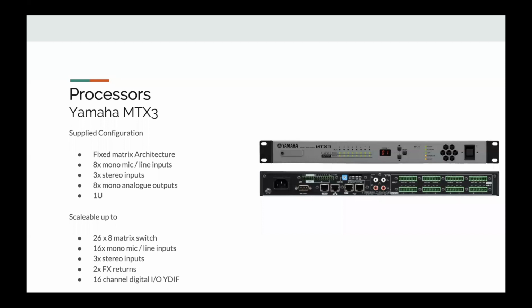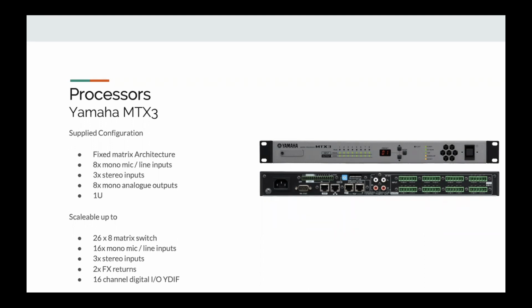So the most popular processors in the range we sell are the MTX3 and MTX5. These are known as fixed architecture processors. They're processors only, not processor amplifiers. We have an amplifier that goes with them, obviously. They have up to 8 mic or line inputs. They have an additional 3 stereo inputs, and they have 8 analog outputs.